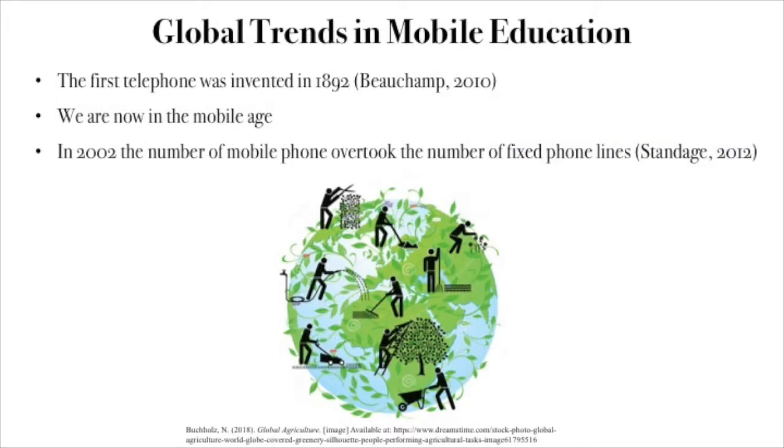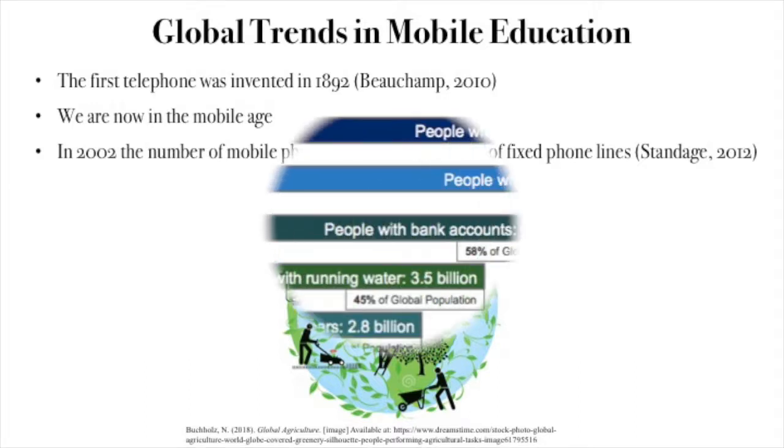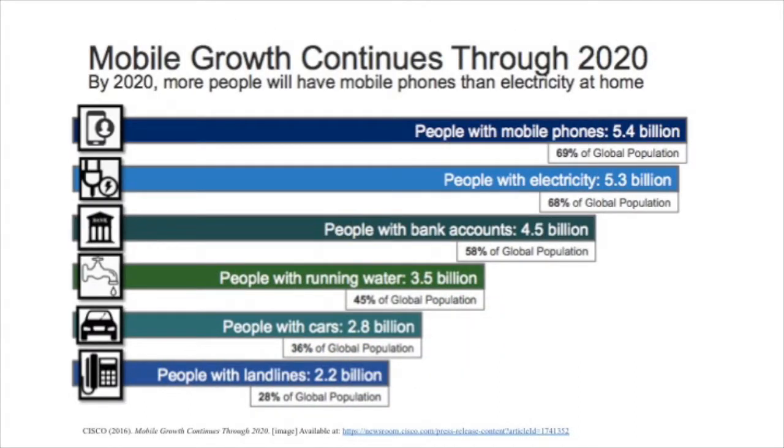The first telephone was invented in 1892 with the line connecting New York and Chicago. Since then, the idea has transformed into the mobile age we live in today. The invention of the internet in 1969 and practicality of mobile devices meant that by 2002, the number of mobile phones overtook the number of fixed phone lines. On this table, you can see that by 2020, 69% of the world population is expected to have mobile phones, while only 45% will have access to running water.